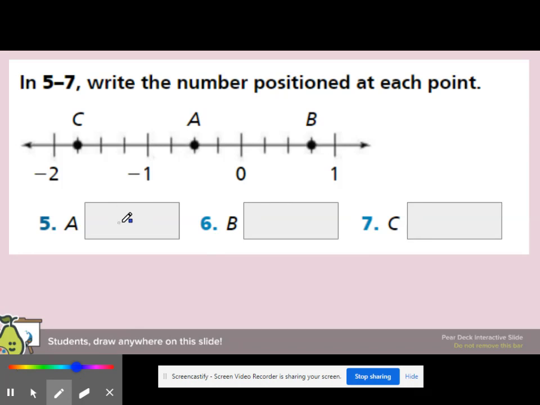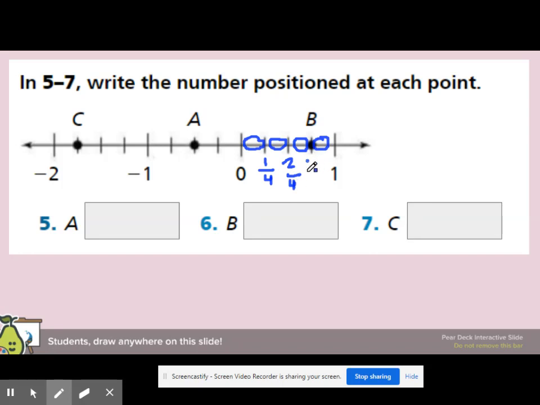Okay, let's start with A. So let's figure out this number line first. In between two whole numbers, I have 1, 2, 3, 4 pieces. So my number lines are in fourths. So this is 1/4, 2/4, 3/4, and 4/4 as a whole. So this is negative 1/4, negative 2/4, negative 3/4, negative 4/4, negative 5/4, negative 6/4, negative 7/4, negative 8/4 is a negative 2.